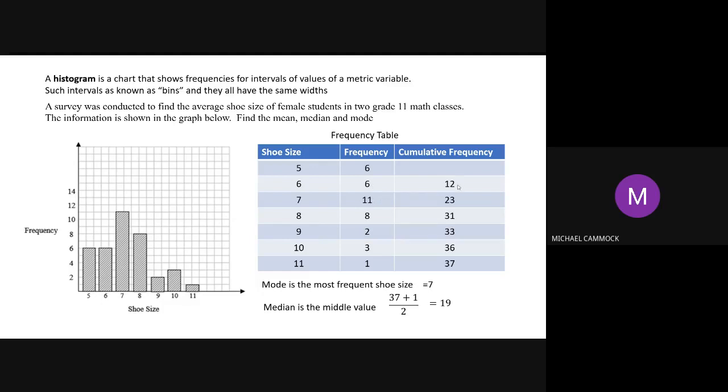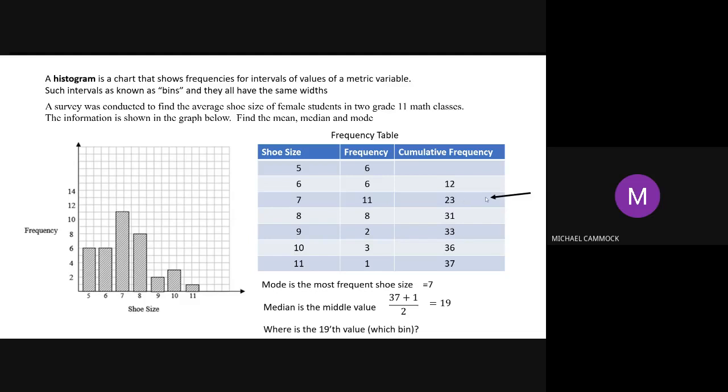Well, if I add the 11 students in this group, I'm going to get to 23, which means I've gone past the 19th student. The 19th student is somewhere inside of this group right here. That's where the 19th student is. And so what I'm asking is, where's the 19th value? Which bin?